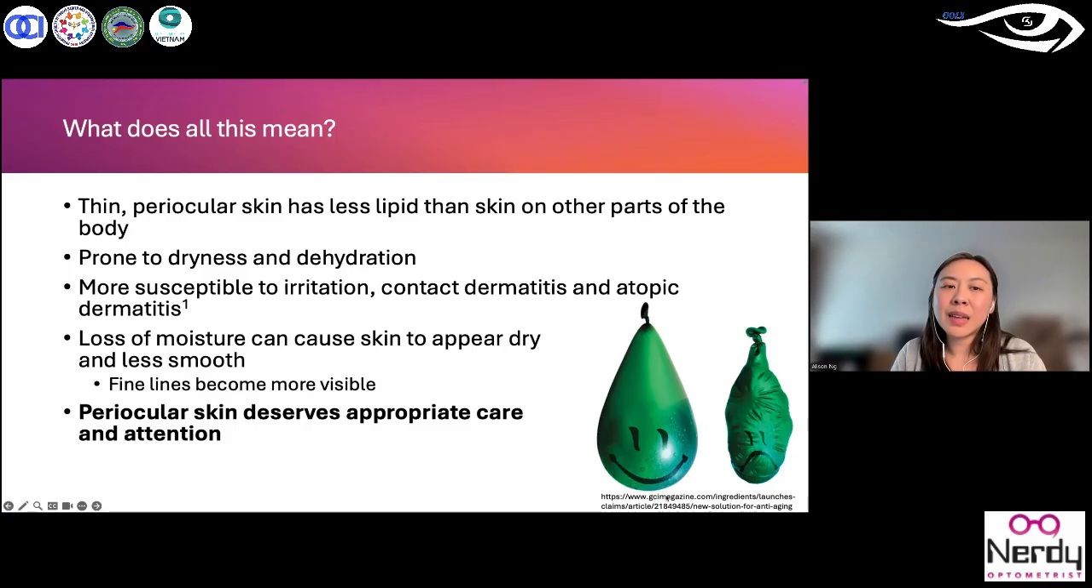If we think about this in the analogy of balloons, skin that is full of moisture would be plump, so we've got a nice full balloon here. But once you start losing moisture, that plumpness dissipates, and you'll start to see the development of fine lines, as in my little balloon analogy here. So if you're not thinking about this from a health perspective, it does play into a purely cosmetic perspective as well. Basically, what I really want to hone in on is that periocular skin really does deserve appropriate care and attention, and not all of us as clinicians, and not all of us even as patients on the other side, perhaps think about this on a day-to-day basis.